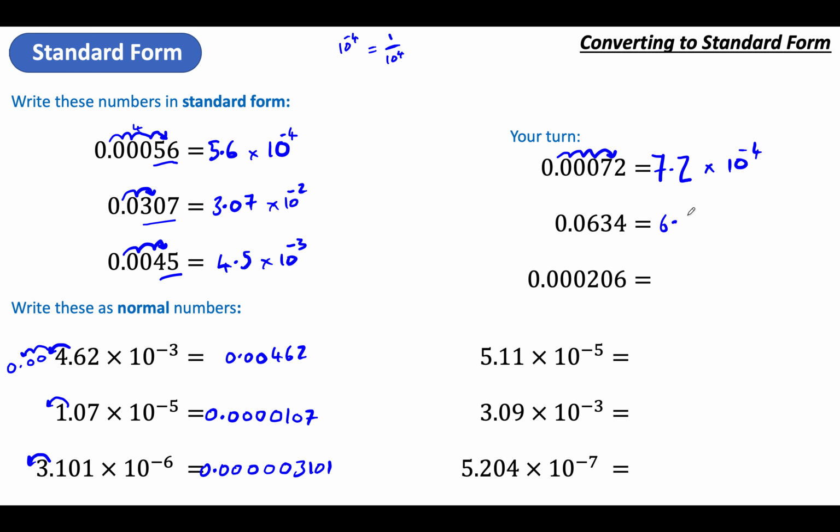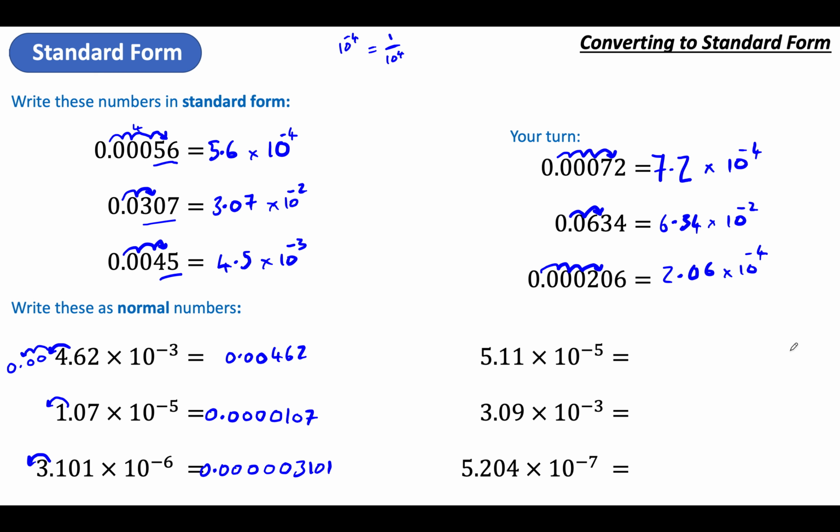Anyway, 7.2, and it has moved 1, 2, 3, 4 places smaller, so 10 to the power of minus 4. Right, 6.34 is the decimal part. How many places have we shifted? 1, 2. It's really 2 places smaller. And then 2.06. Remember, there's always this single digit in front of any decimal point, never 2 digits. 1, 2, 3, 4 places smaller, so 10 to the power of minus 4.